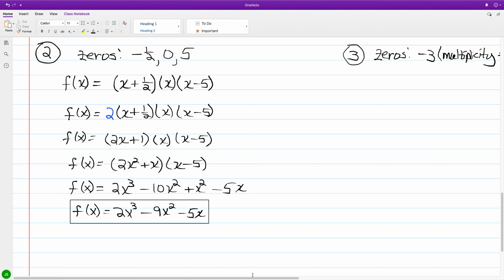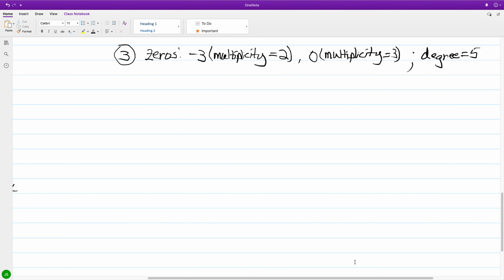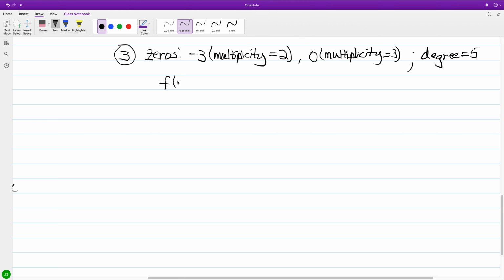Now, for exercise number 3, we're looking at forming a 5th order polynomial. That's going to consist of 2 zeros, one of which is at -3, which has a multiplicity of 2, and we have 0, which has a multiplicity equal to 3. If I set up the factored form, with x equal to -3, this will stem from x plus 3.